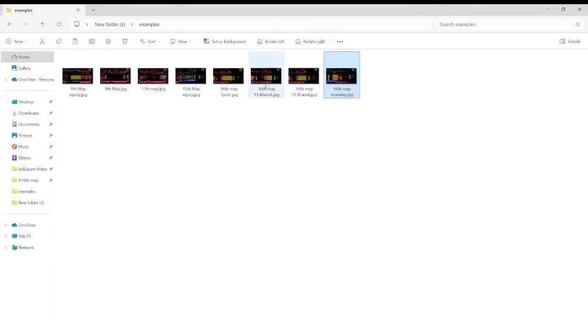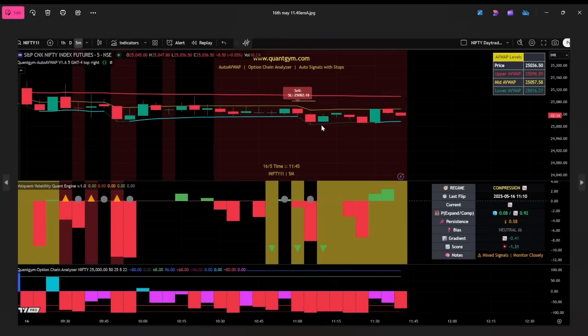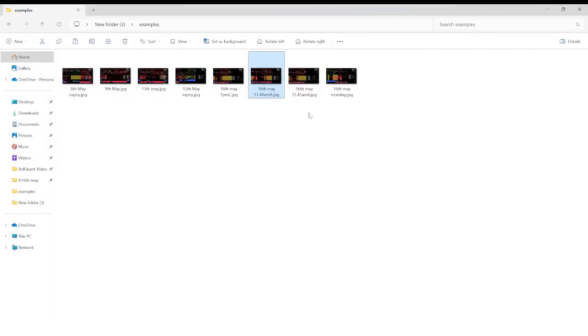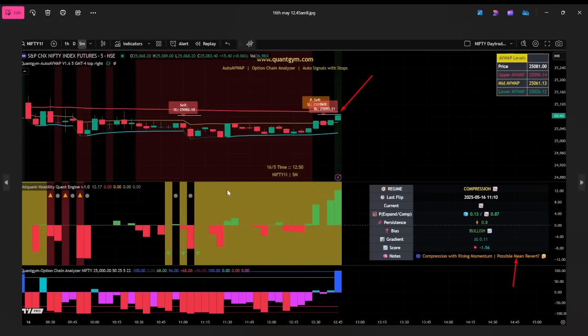Then I have a screenshot at 11:40. Same thing is going on, but the biggest point, it has entered into congestion, yellow, VolQuant. So no trade once again. Now you come at say 12:45. Okay, this is interesting. What happened out here was, you are in a congestion zone, the market rose up and went here. Option chain analyzer for that moment turned bullish. But the notes are telling you compression with rising momentum. You are in a compressive zone, but momentum is up. So it could possibly mean a mean revert.